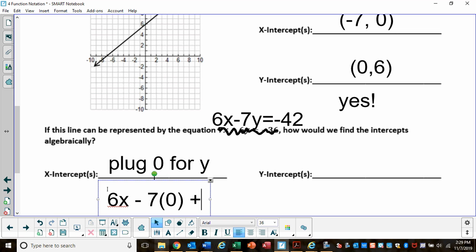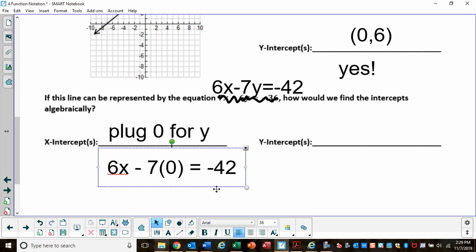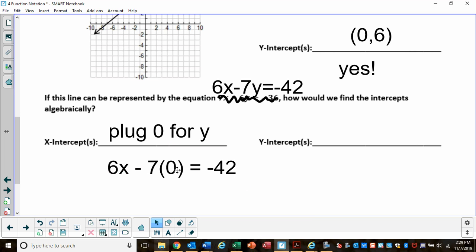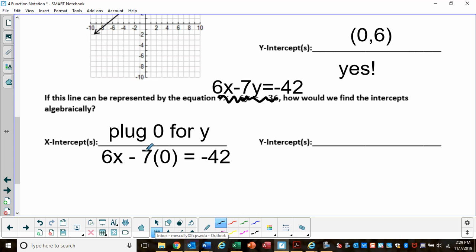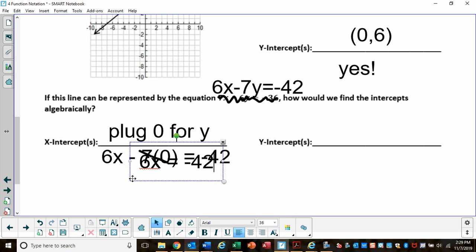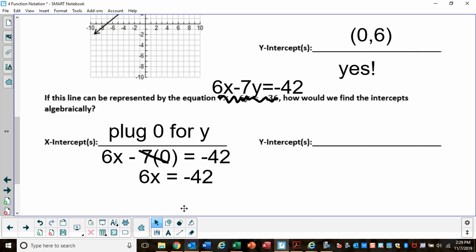Equals negative 42. It's going to be a little bit longer because my computer's not working for me. Okay. Then this part will disappear because it's just going to equal 0. I don't like it, so I'm going to get rid of it. So now I have 6x equals negative 42. I'll move it in 2 seconds. There you go. And now I can just go ahead and solve for x.